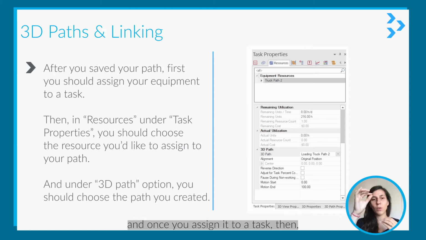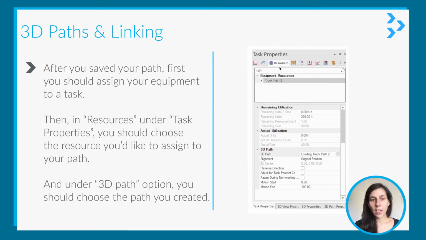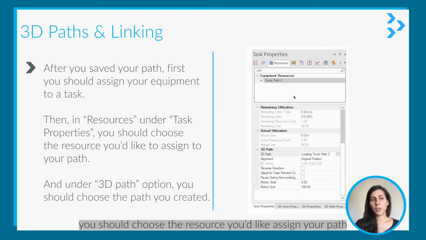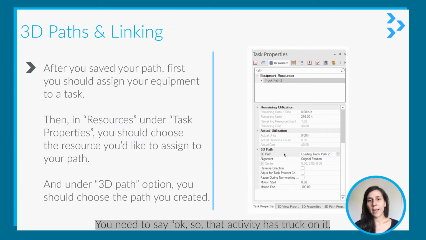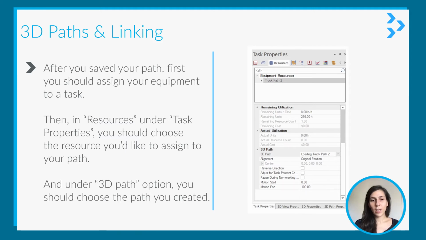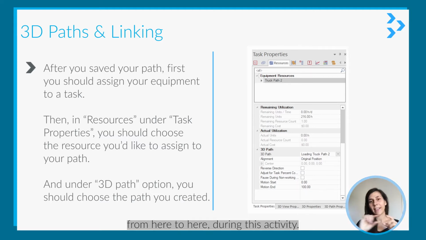And once you assign it to a task, then in the task properties, under the resource part, you should choose the resource you'd like to assign to your path under the 3D path option here. You need to say, okay, so that activity has a truck on it and that truck needs to follow that path. So this is how you can tell Synchro that that truck needs to go from here to here during this activity.